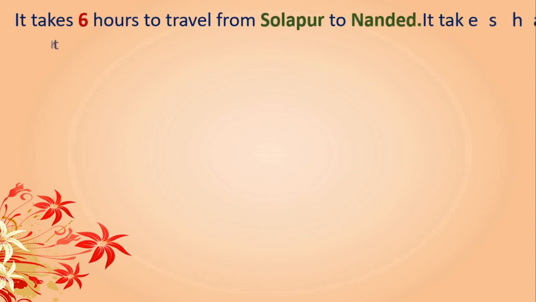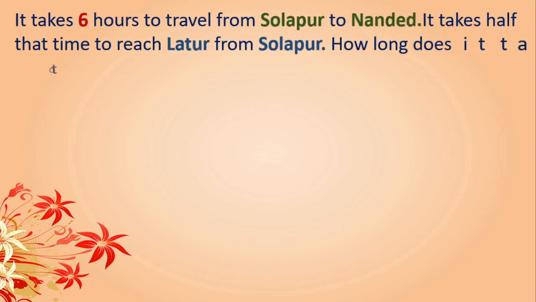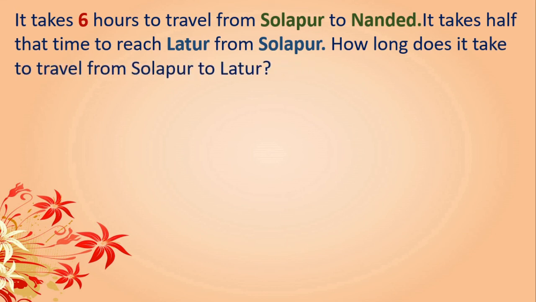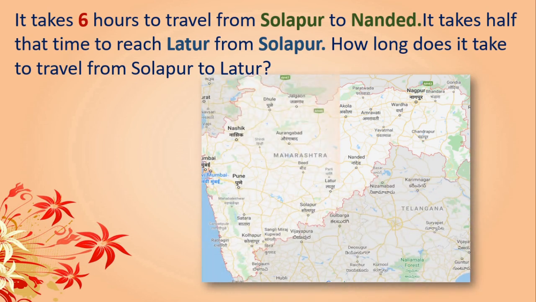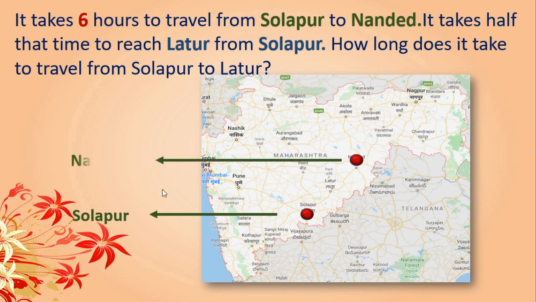It takes 6 hours to travel from Solapur to Nanded. These are cities. Solapur and Nanded are cities of Maharashtra. It takes half that time to reach Latur from Solapur. See, this is the map. I will show you where Solapur is. See here, the red dot. This is nothing but Solapur. Try to understand the sum. Very easy sum this is. And Nanded. Here is Nanded. I will write here Nanded.